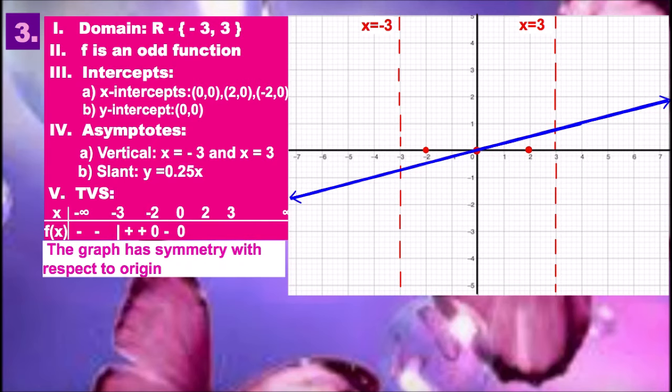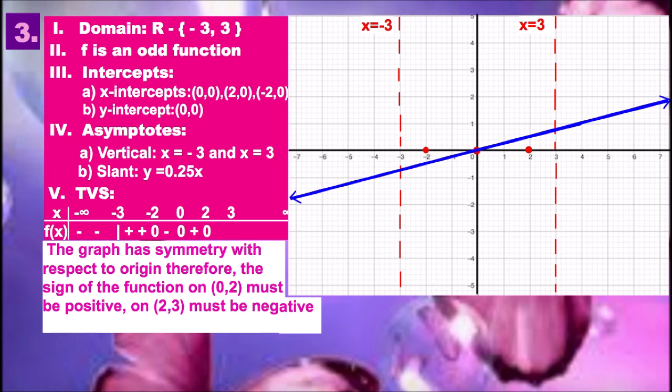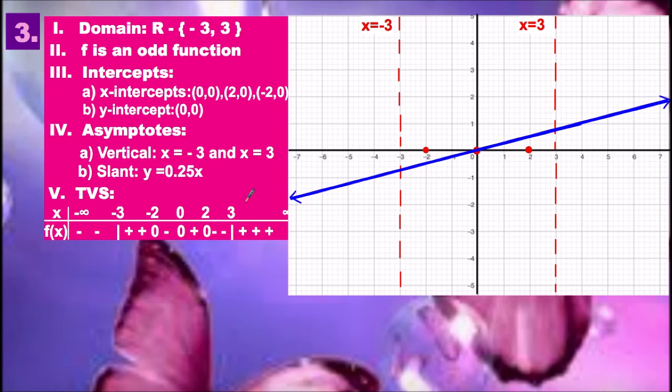The graph has symmetry with respect to origin. Therefore, the sign of the function on open interval (0, 2) must be positive. And we can fill that in right there because we were given an incomplete one, and now we're completing it with the knowledge we know. On open interval (2, 3) must be negative. Right there we fill in our negatives. And the asymptote is 3, we denote it as well. And positive on open interval (3, infinity). We've denoted it with our positive signs.